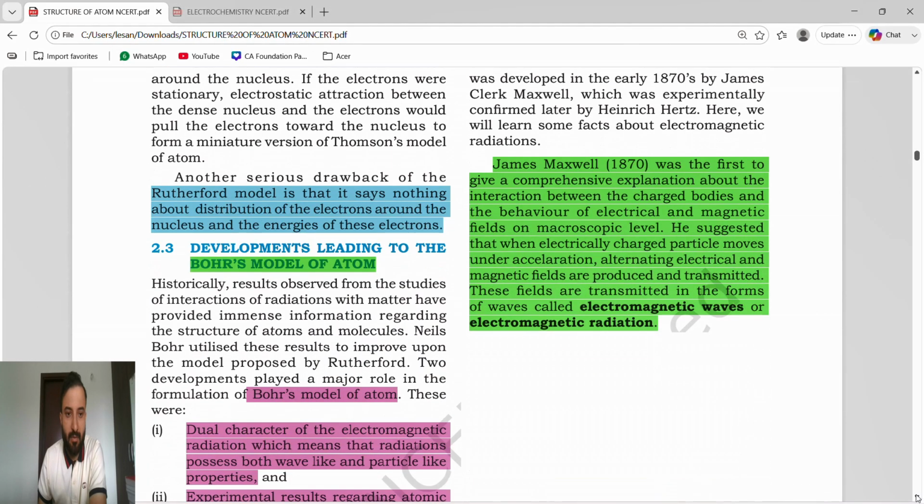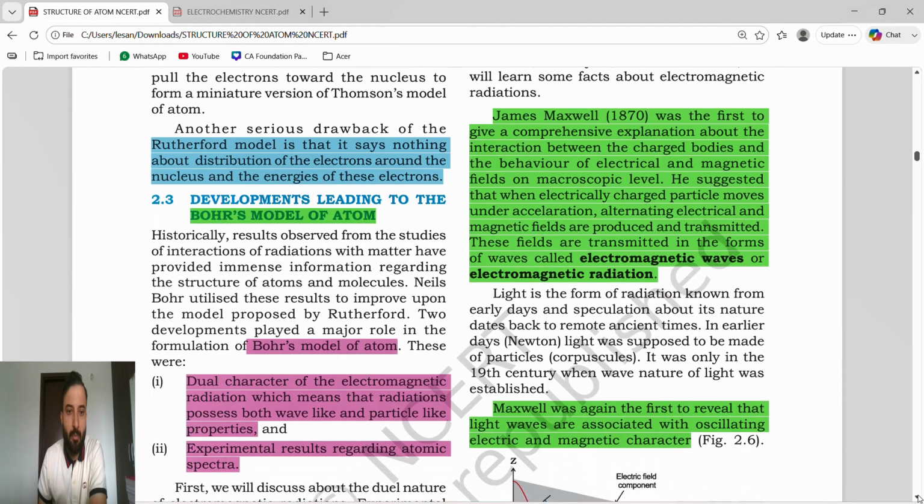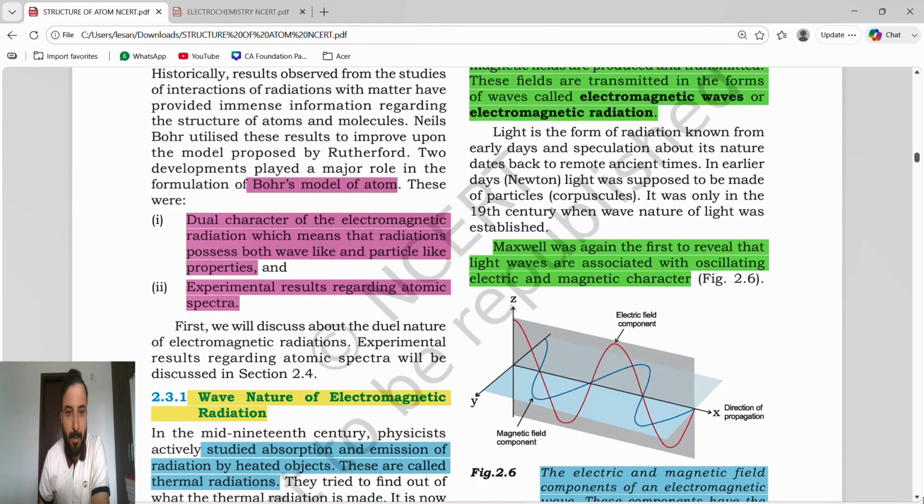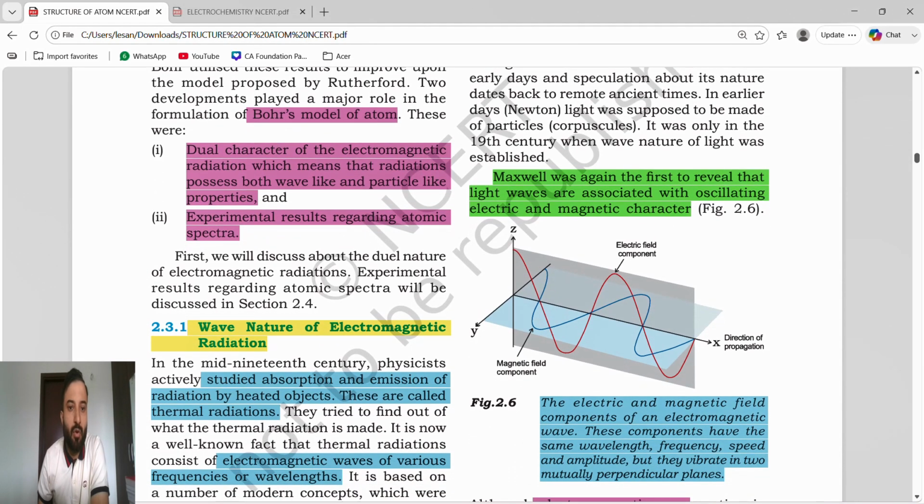Now, guys, we are starting with Bohr's model of atom. When we come to Bohr's model of atom, it is very simple and not that complicated, but it is lengthy. Okay. So see, Bohr model of atom, what he says, first of all, is the dual character of electromagnetic radiation.